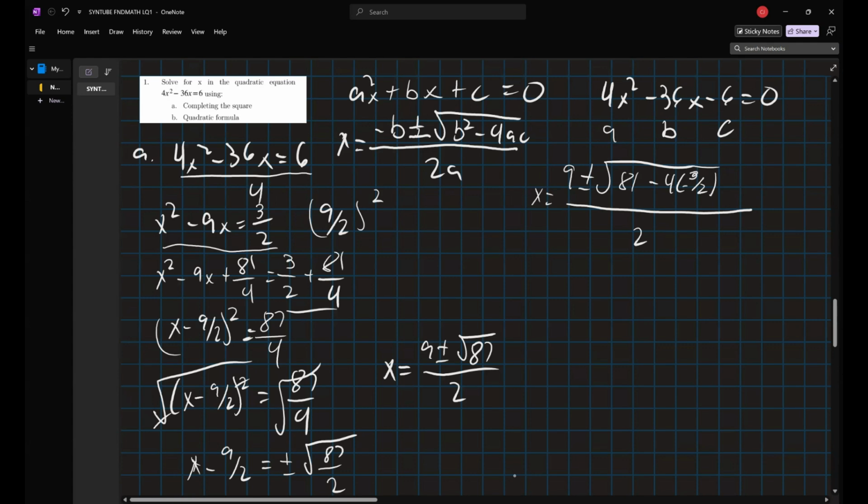And now we can just combine like terms. So that's 4 times 3. Negative 4 times negative 3, that's 12 over 2, that's 6. So that's 81 plus 6, which is square root of 87 over 2. So that would basically give us the same answer of 9 plus minus square root of 87 over 2. So these are our answers.